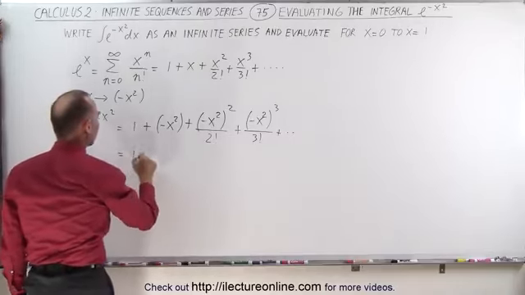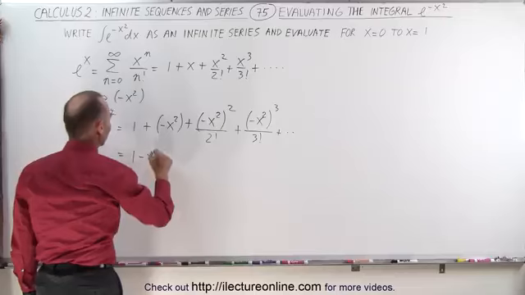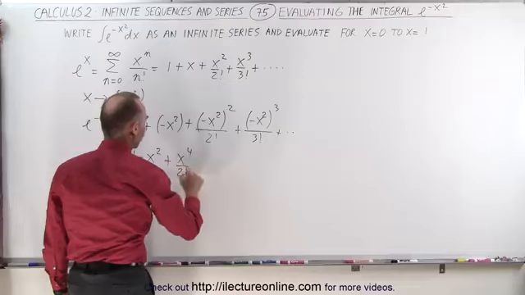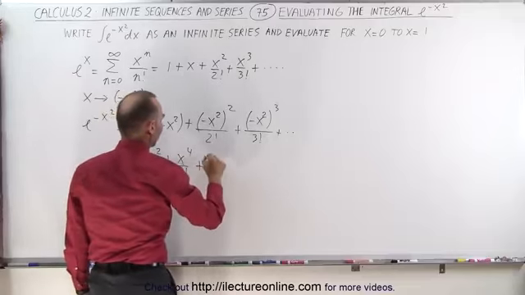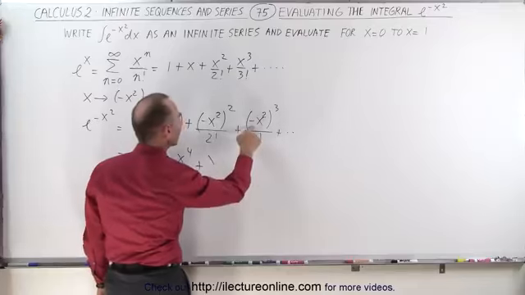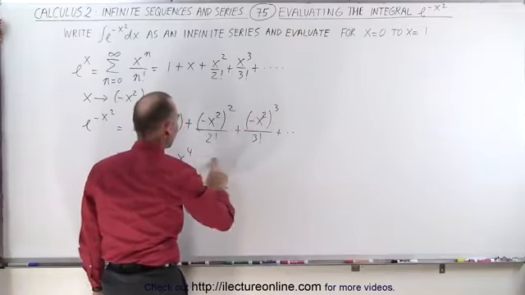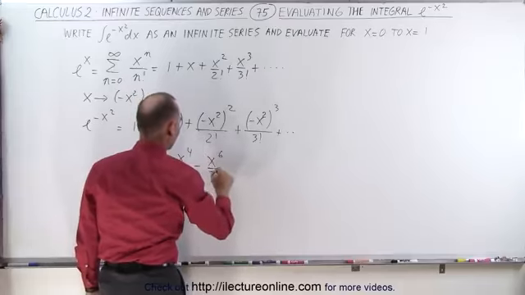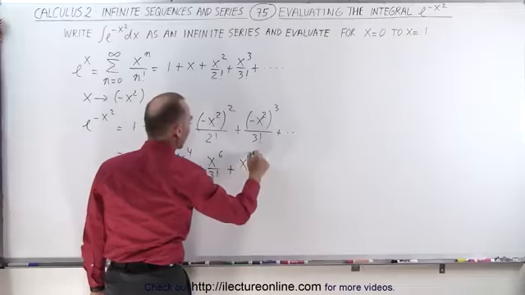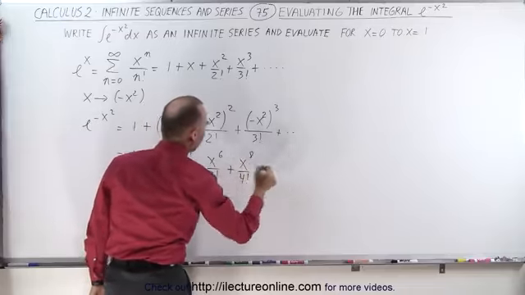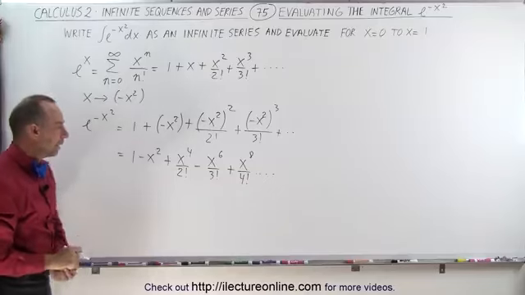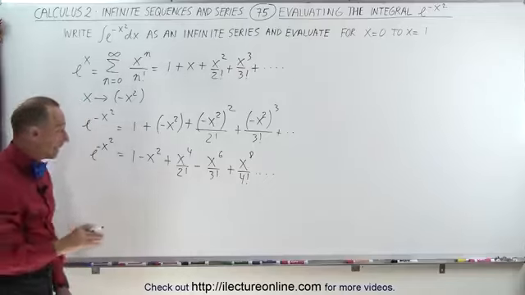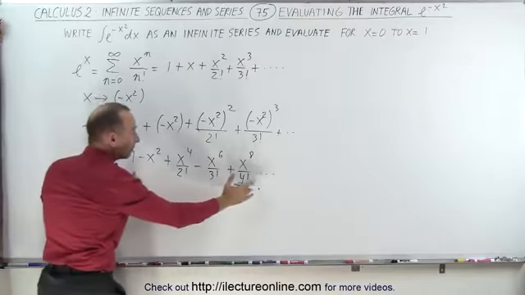This is equal to 1, and here we have minus x squared. Here we have plus x to the fourth over 2 factorial, and here we have, not plus, that's going to be minus, because we have minus 1 cubed, so minus x to the 6th over 3 factorial, and that would be plus x to the 8th over 4 factorial, and I think we can see the pattern now. So if this is equal to e to the minus x squared, then if we want to integrate e to the minus x squared, that's the same as integrating this infinite sum.